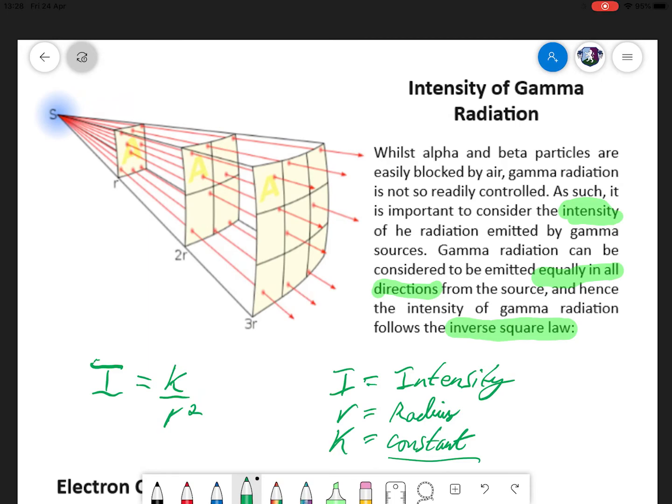Instead, all we really need to care about is the proportional relationship. So we can see that I is inversely proportional to the square of R. So that shows the inverse square law, how radiation decreases as you move further away at a squared rate.